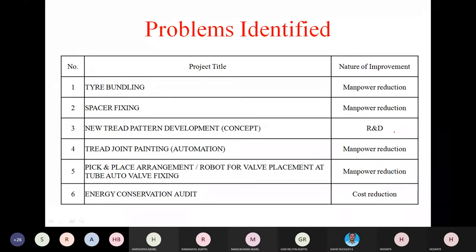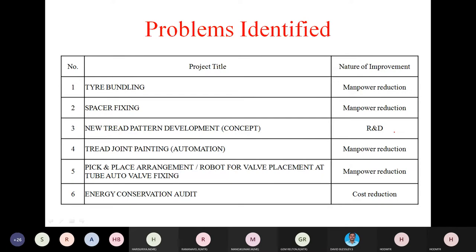Even though they got the award for energy conservation from the government, they want to conserve more energy. For that also, they want to do the energy audit. Thereby, we can reduce the energy consumed in each and every unit of the particular plant. Thereby, we can reduce the production cost. So these are some of the problems we identified during our field visit to the TVS industry.